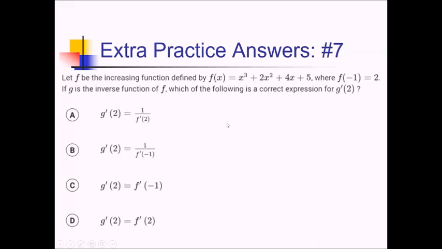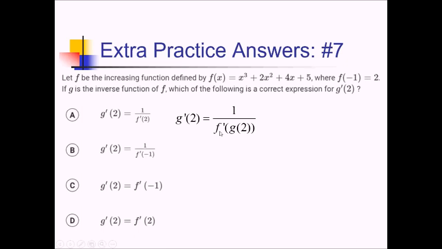On this problem, they're telling us that f is this increasing crazy polynomial function, and we have f of negative 1 equals 2. g is the inverse of f. We want to know which expression is correct for g prime of 2. So in general, g prime of x is going to be 1 over f prime of g of x.